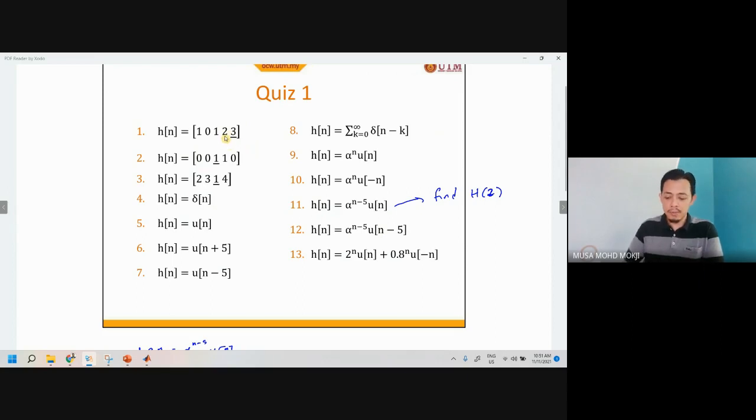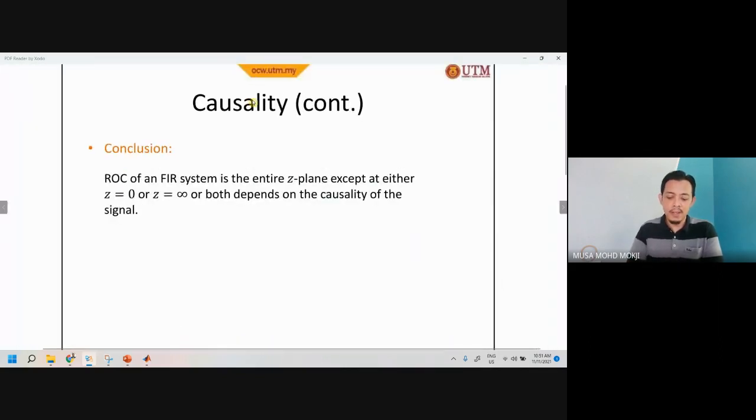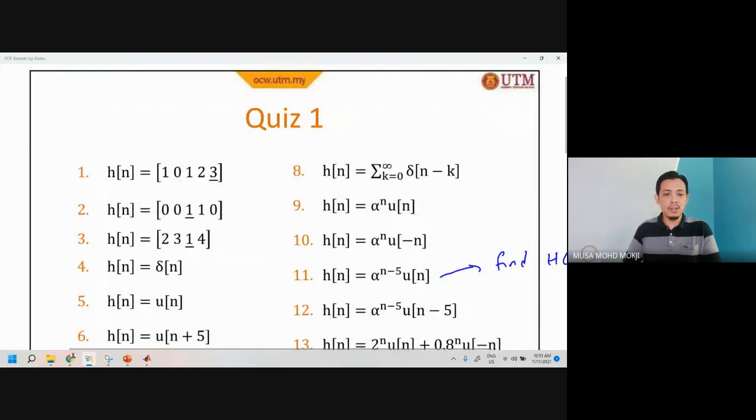And for FIR, we have a conclusion. The ROC of an FIR system is the entire Z plane, except Z equals 0 or Z equals infinity. So what does that mean? The unit circle is always inside the ROC. So for FIR, the unit circle is always inside the ROC. That's another advantage of the FIR system. So an FIR system is always stable.